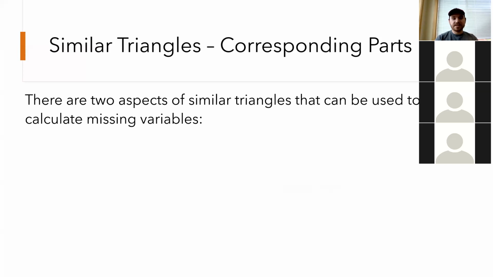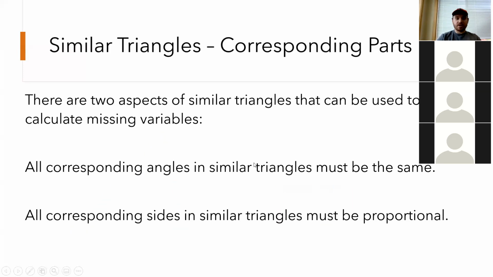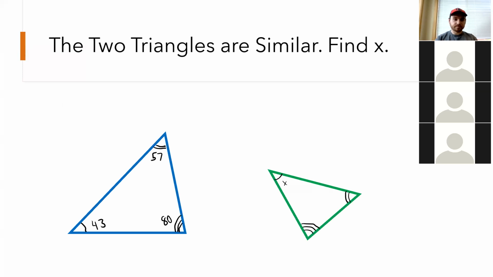So there are 2 aspects of similar triangles that can be used to calculate missing variables. All corresponding angles in similar triangles must be the same. We already wrote this down. You didn't use the word corresponding, but hopefully we can fill that in. And all corresponding sides in similar triangles must be proportional. I'm going to talk about what this means in just a second here.